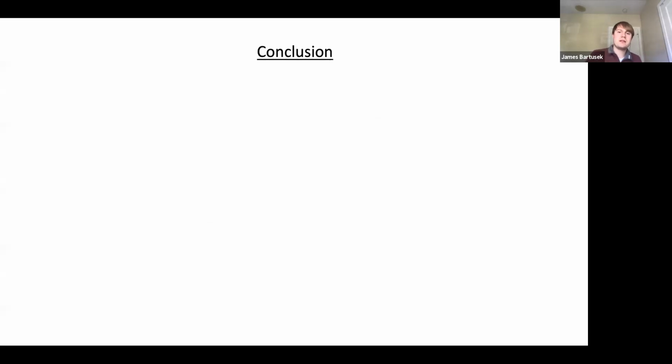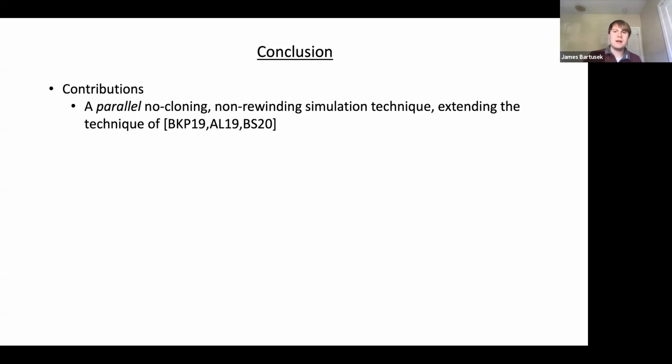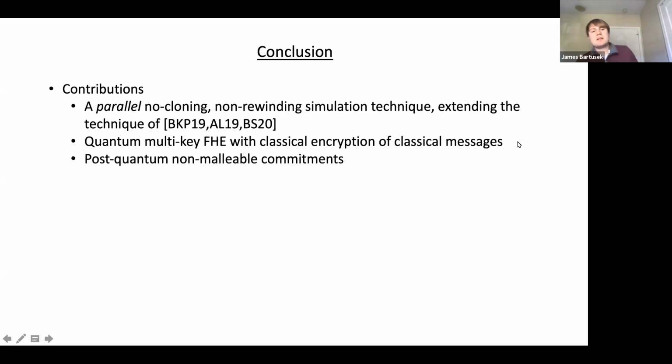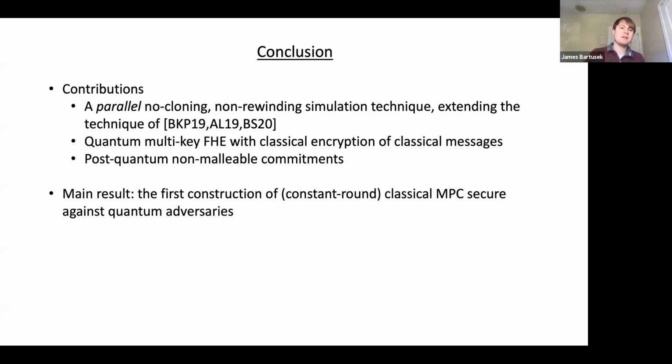So with that I can conclude. We have maybe 3 contributions. One is a way to extend this recently introduced, seemingly very powerful no-cloning non-rewinding simulation technique to the parallel or multi-party setting. As we saw, extending it to this multi-party setting has already had applications in our paper, but it could reasonably have others. We also give the first quantum multi-key FHE with classical encryption of classical messages, which again may have other applications. And finally, we initiate the study of post-quantum non-malleable commitments. Then this all is combined to get to our main result of constant round classical MPC, secure against quantum adversaries.